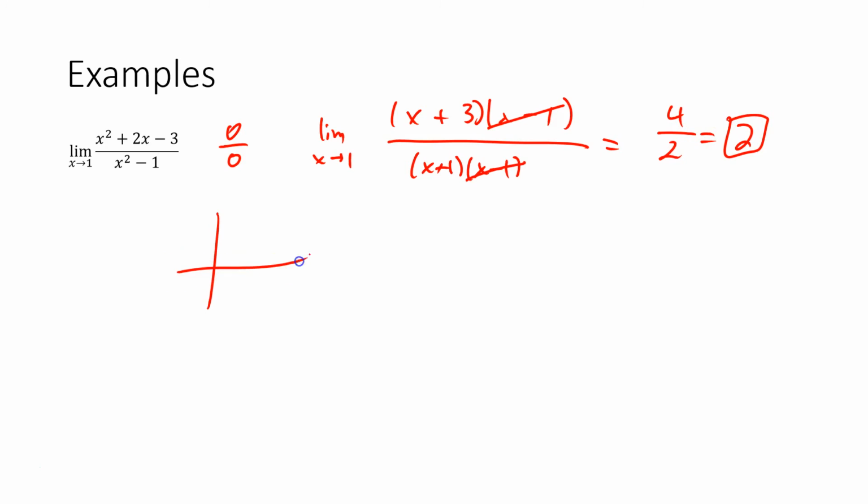If you were to graph this, you would have a hole at 1, 2. Maybe a hole like that. And then, let's see, this guy has asymptotes at negative 1, because positive 1's just a hole. So this is back to our rational function graphing. And it looks like we have a 0 at 3. So my bet is that this comes down like this.